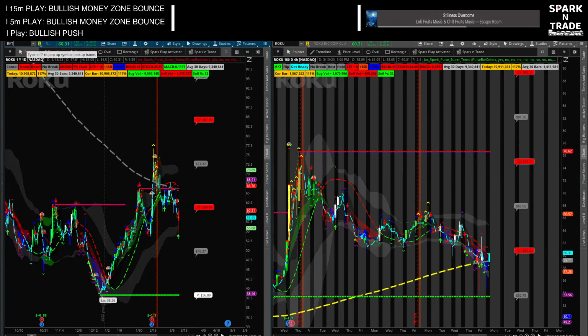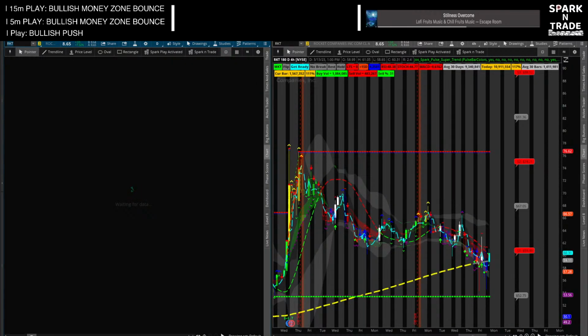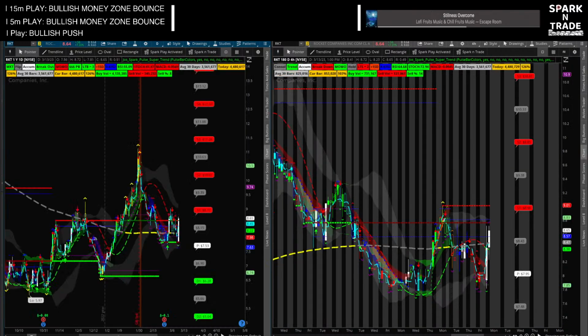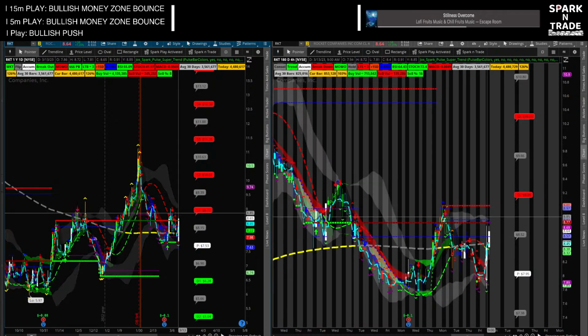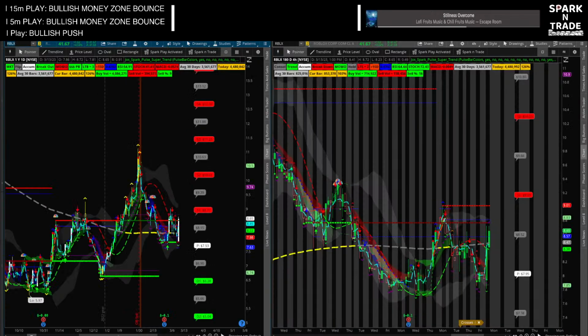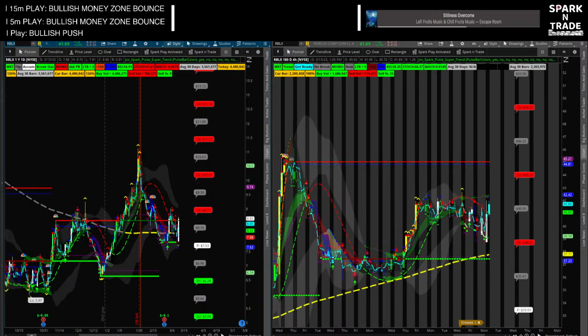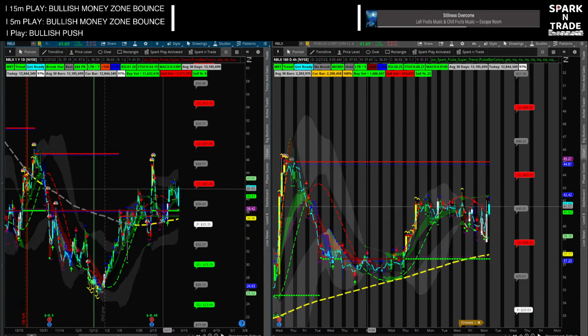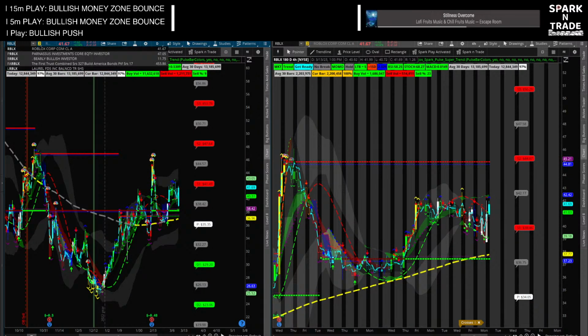Rocket, RKT. $7 to $8. That's a nice little penny stock trade right there. RBLX, Roblox. Same thing, probably a nice spike. Yeah, everything did a nice little spike today. All right, let's get back to it.